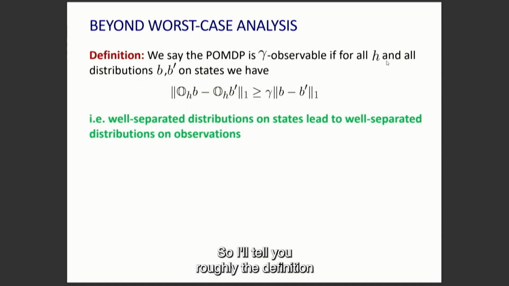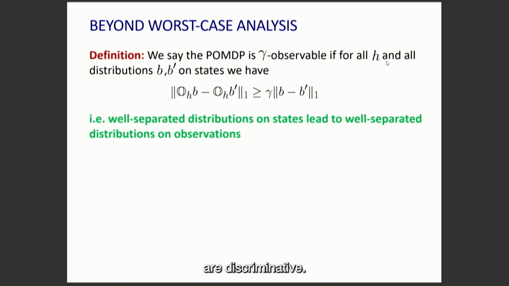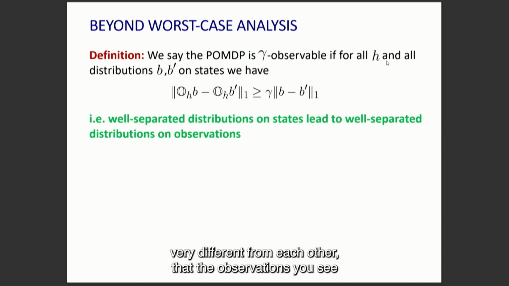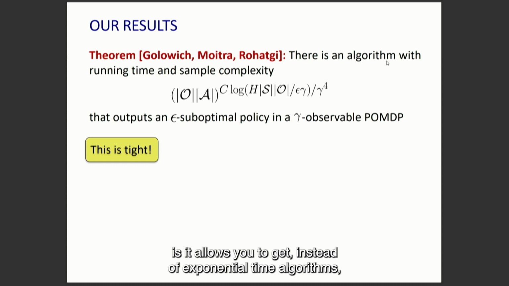So I'll tell you roughly the definition that we work with is something called gamma observability. What this means is that observations are discriminative. That if you have two different distributions on the hidden states, B and B prime, and they're very different from each other, that the observations you see should give you a hint about which of those two states you're in. You can make this precise in terms of definitions with a total variation distance. But roughly what this allows you to do is it allows you to get, instead of exponential time algorithms, quasi-poly time algorithms, so wildly better.